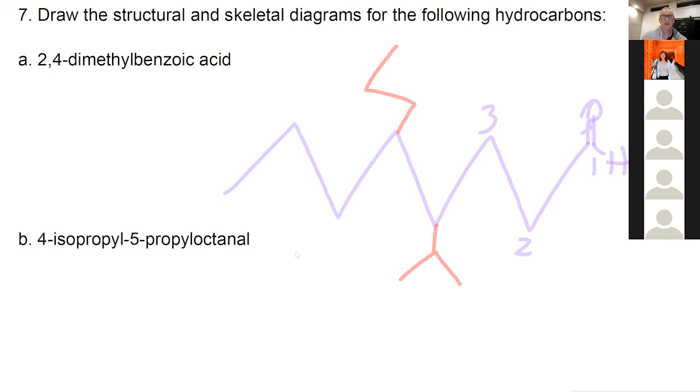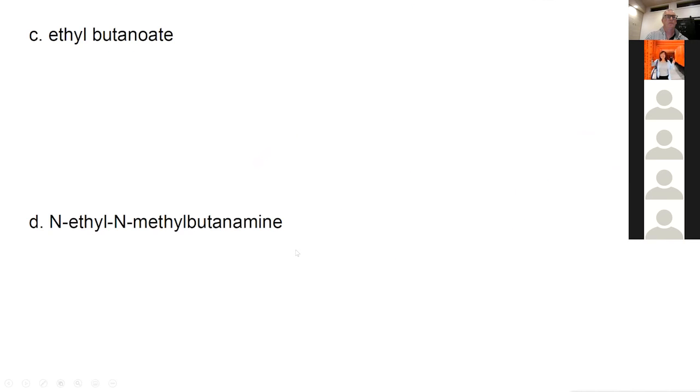All right, let's do the next one. Ethyl butanoate. What is that? What kind of molecule is that? Ester. It's an ester, right? Awesome. That is an ester. And because it's an ester, which comes first? The alcohol or the acid?